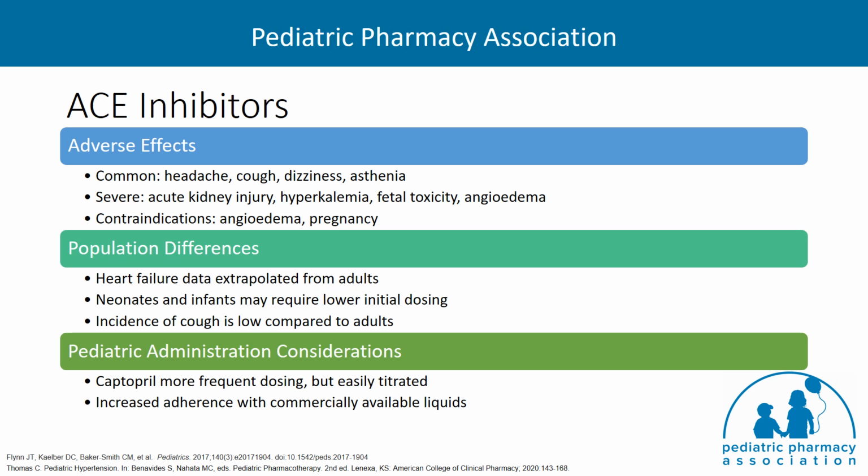And then neonates and infants may require lower initial dosing, so it might be better to start low and go slow until you find what works best therapeutically. And also, the incidence of cough is lower in the pediatric population compared to adults. As far as pediatric administration considerations, like I mentioned before, captopril has more frequent dosing, but it's easily titrated, so you can make changes as necessary more quickly.